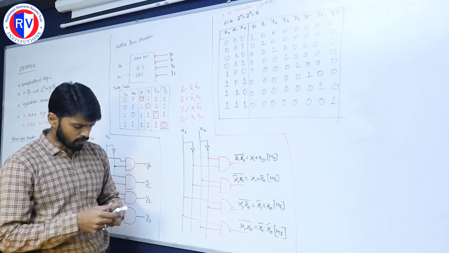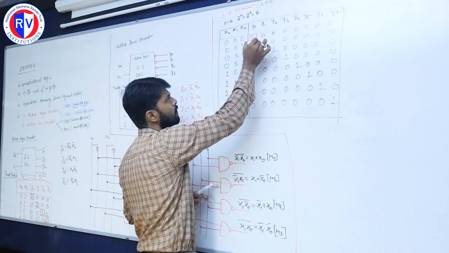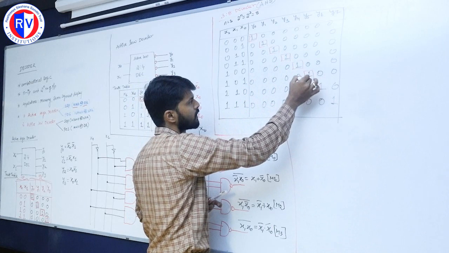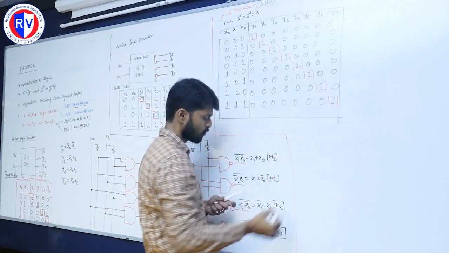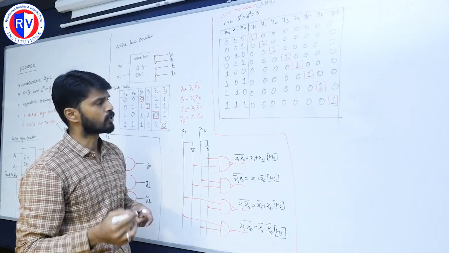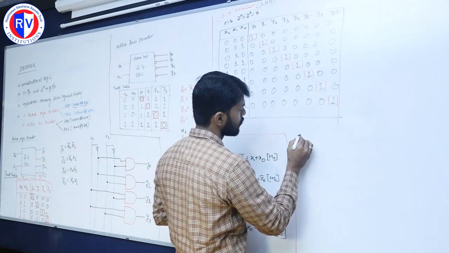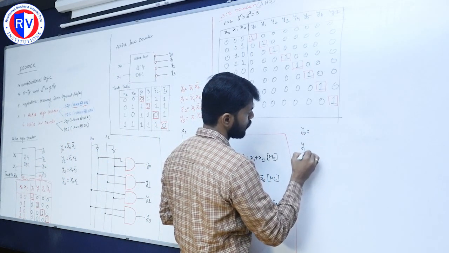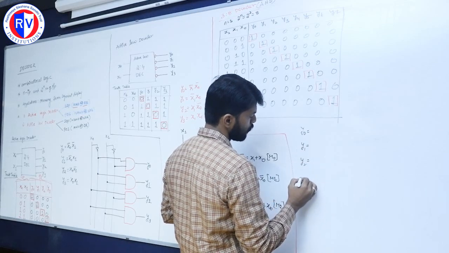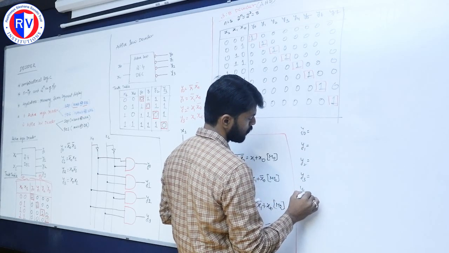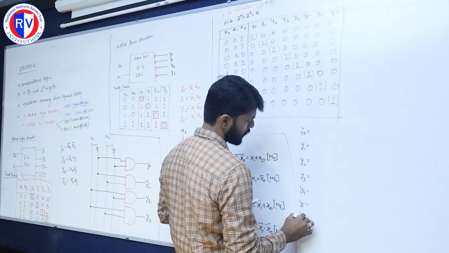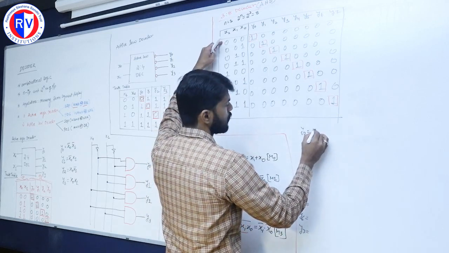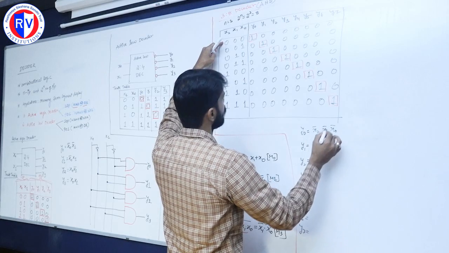So in this case, we need to write an equation only for these ones. Wherever the 1 is there, that is what we are interested in. Why? Because in an active high decoder, it is very easy to generate the SOP equation. If I want to write an SOP equation, then my interest is only in whichever output is 1. Now I will write the equation for y0, y1, y2, y3, y4, y5, y6, y7. So for y0, x2 bar, x1 bar, x0 bar.